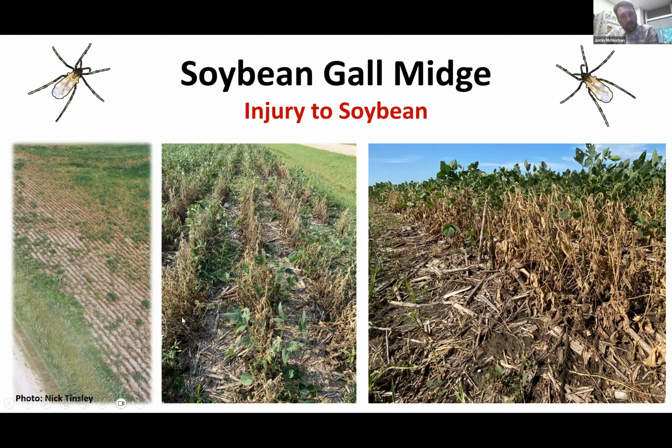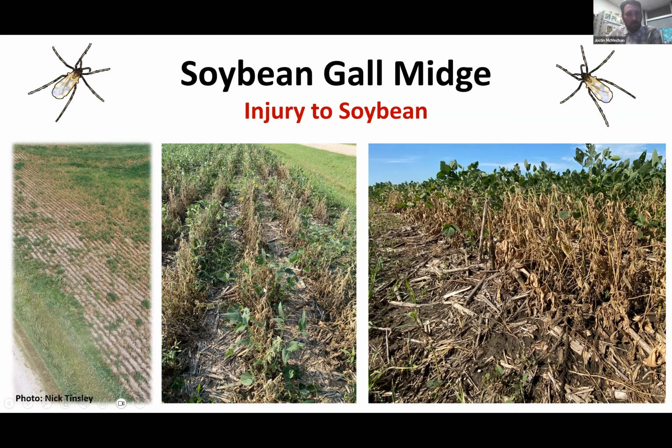The 3 photos you see here are each from different years of dealing with soybean gall midge in the field. This is a 2020 photo that Nick Tinsley took with a UAV just east of Lincoln, in the eastern part of Nebraska. And you can see that edge effect I was mentioning, where there's a lot of dead or dying plants out towards the middle part of the field. And then a close-up of that.